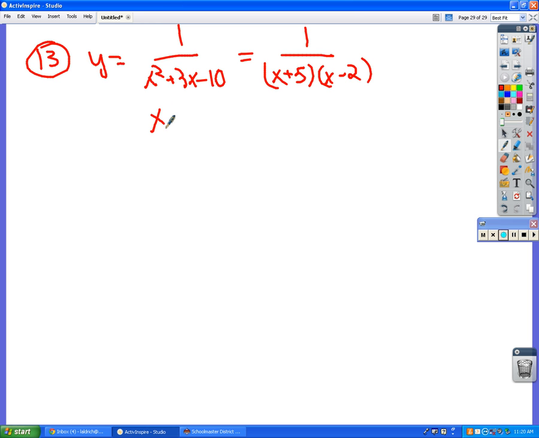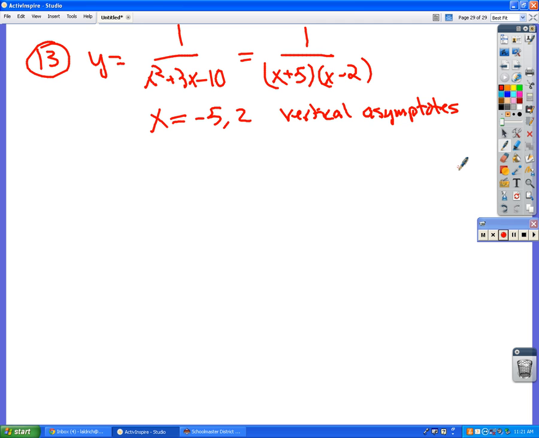Okay? So that means x equals negative 5 or 2. Are either one of those removable? No, because I can't cancel them. So that means that these are both vertical asymptotes. Okay?